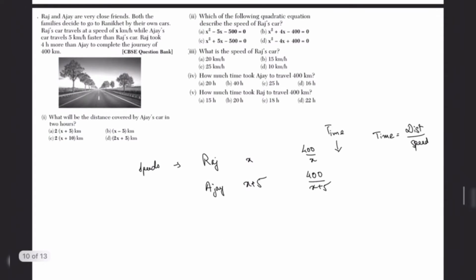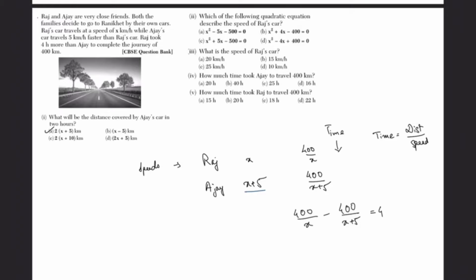Okay, so the next given clue is Raj takes 4 hours more. So 400 divided by x minus 400 divided by x plus 5 equal to 4. This is your quadratic equation. Okay, let's see. What is the distance covered by Ajay's car in 2 hours? See, here speed is x plus 5 and time is 2. So speed times time is the distance. So 2 times (x plus 5), that is 2x plus 10, is your answer.